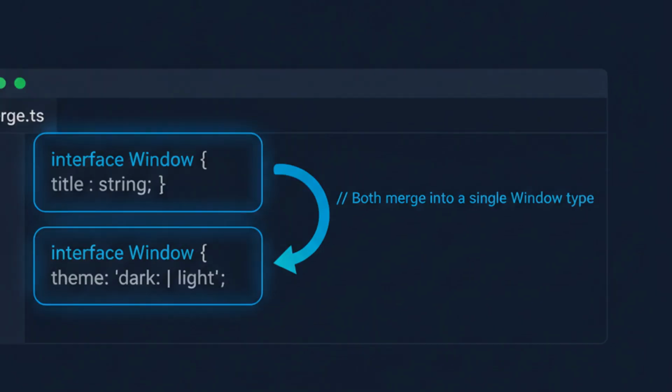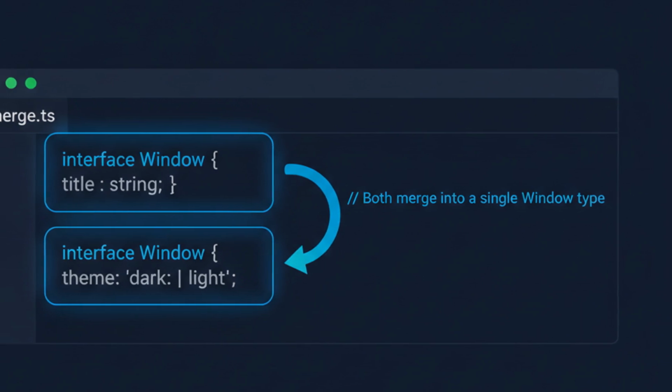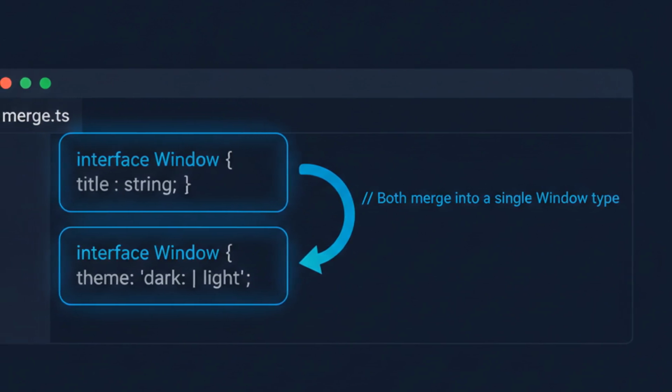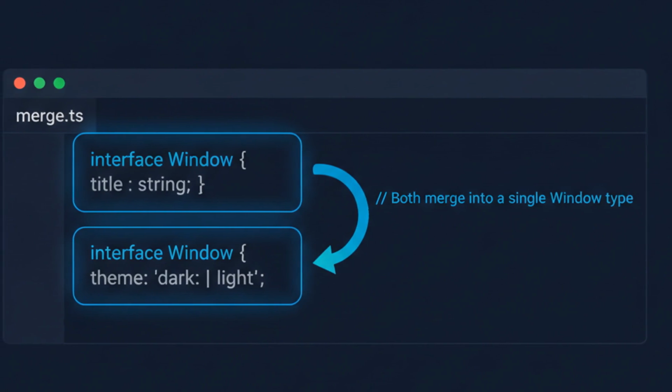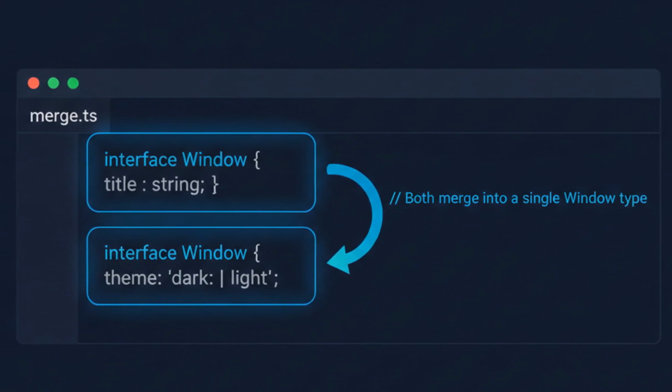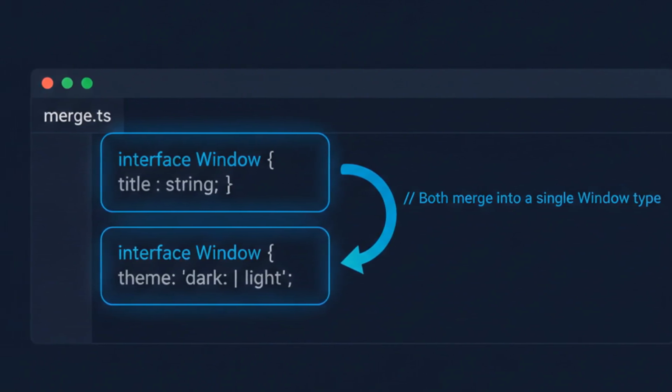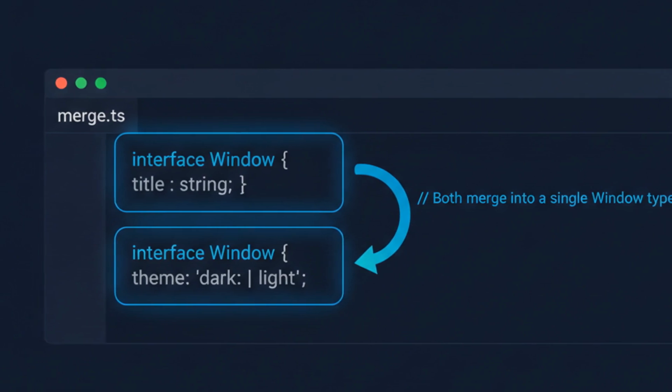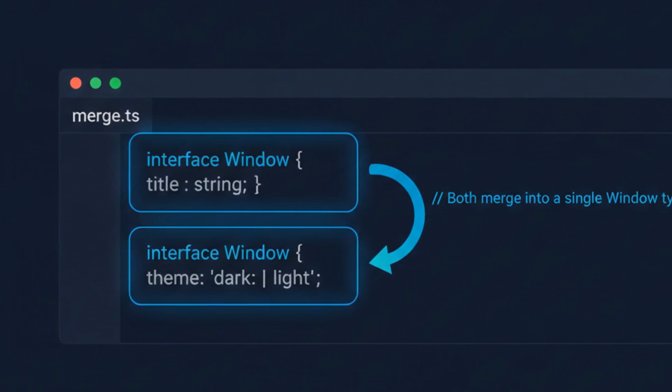Here's one thing only interfaces can do: declaration merging. If you declare the same interface twice, TypeScript merges them into one. Both windows' worth of properties combine. This is rare in everyday code but powerful when extending types from libraries. It's a key reason interfaces still exist alongside type aliases.